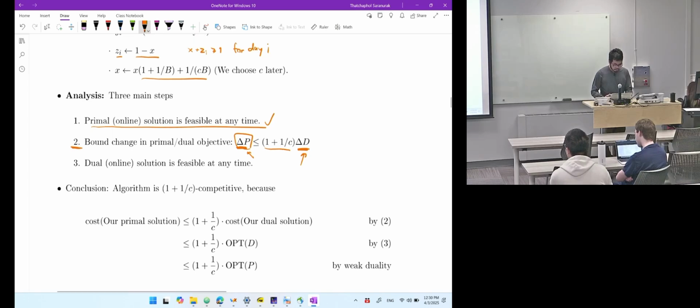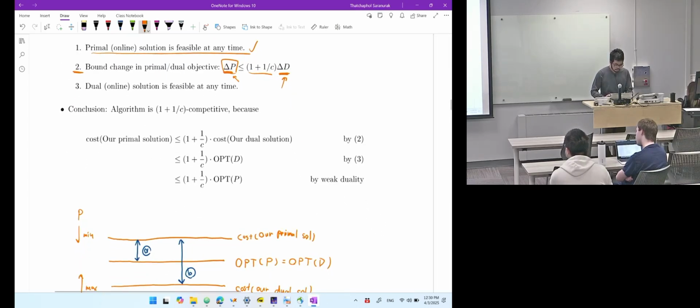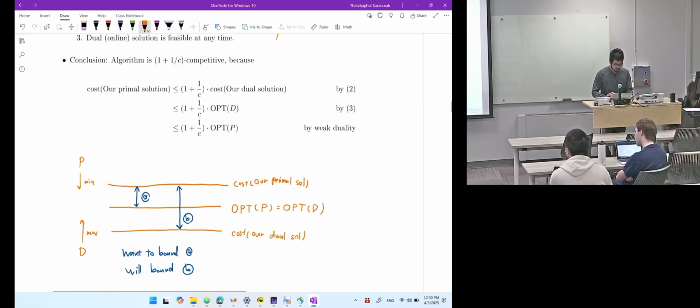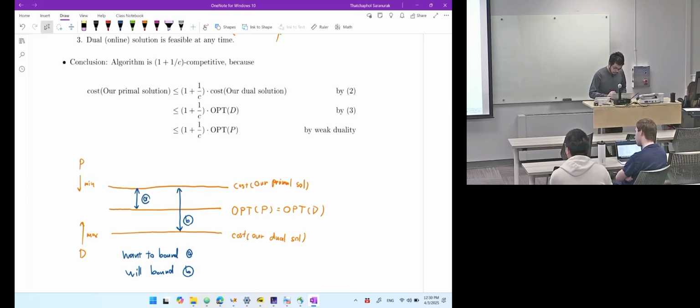So in picture, basically we have this, right? This is the optimal solution for the OPT of P and OPT of D. I mean P and D at the very end, the offline optimal of P and D. They must be the same. Okay. And we're going to maintain some primal solution here.